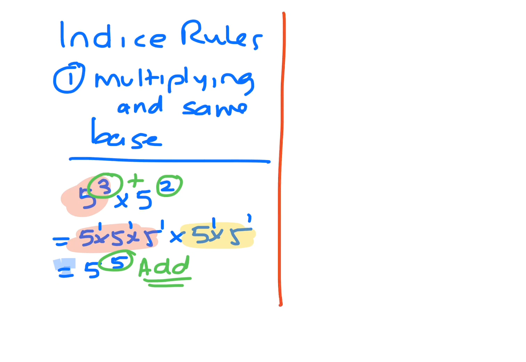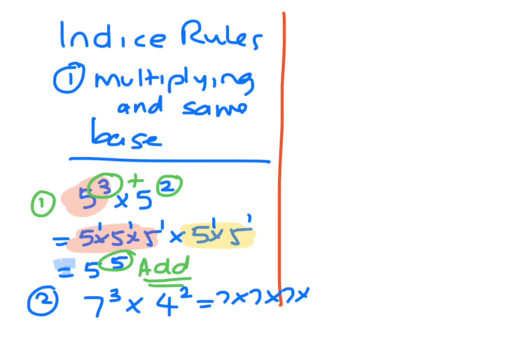Now, they have to have the same base. So if you have different bases, like 7 to the 3 times 4 to the 2, it won't work because you have different numbers. So that's still in index form, but you can't simplify that any further.